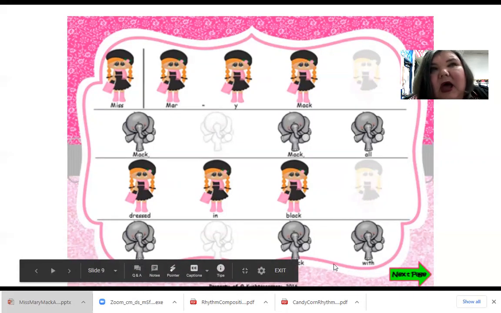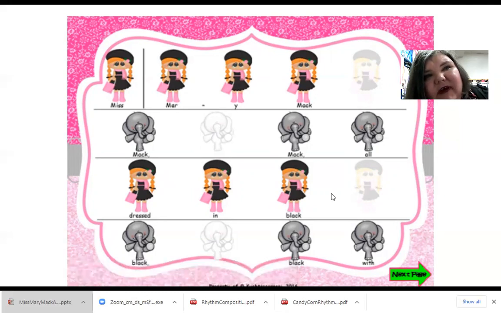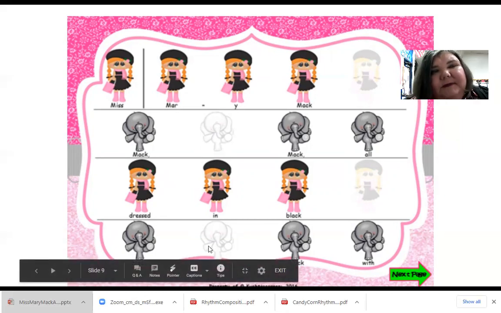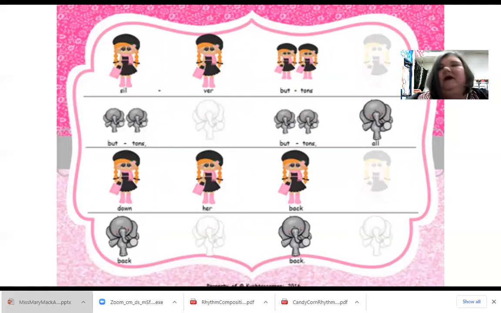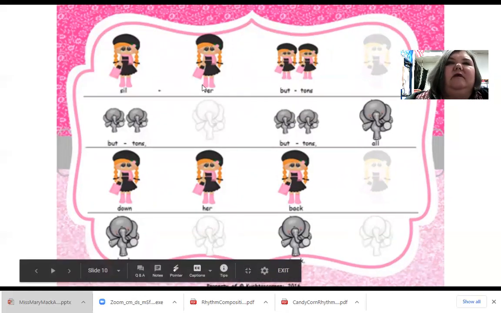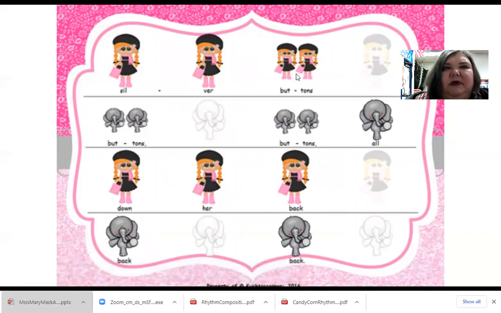black with. Now, I wonder, why are these faded out? Do you think you know why? All right, we're going to find out. Silver buttons.